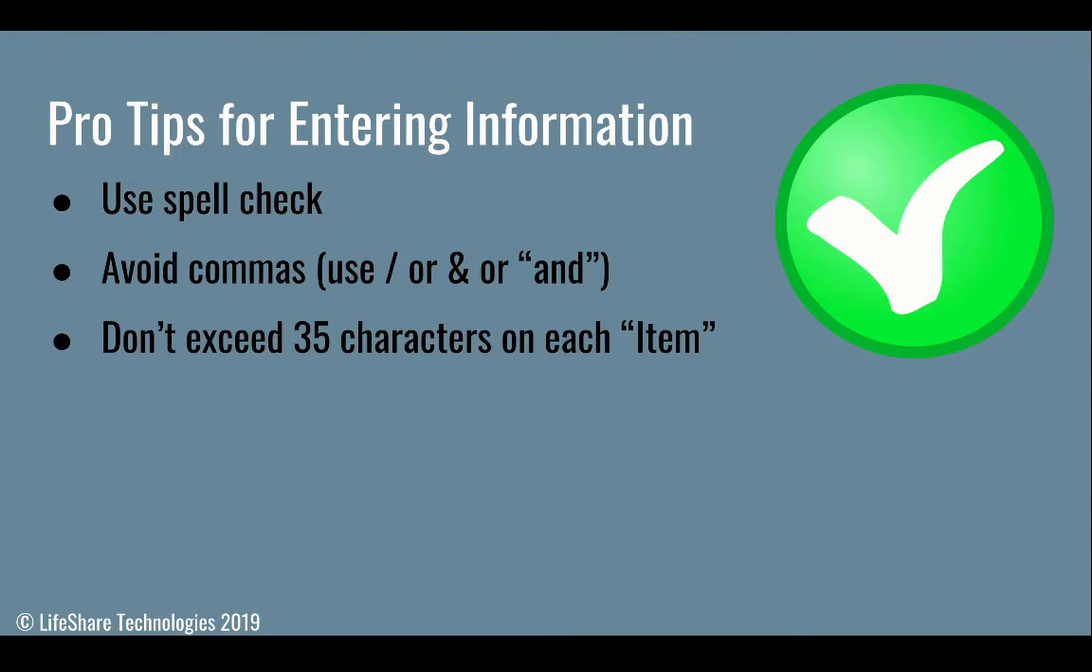In each menu item, try not to exceed 35 characters. That includes spaces, but that gives you a lot of space to be able to add different items. Along those lines, use common abbreviations. So instead of vegetable, you may use the word veggie.